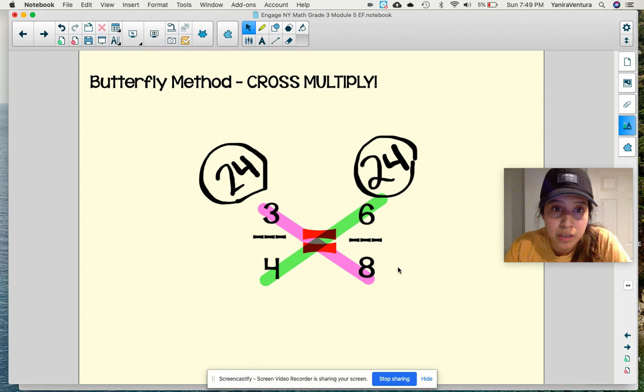And there you have it, boys and girls. So I hope that you find the butterfly method very helpful when you're trying to compare and find out whether the fractions that you're working with are equivalent.